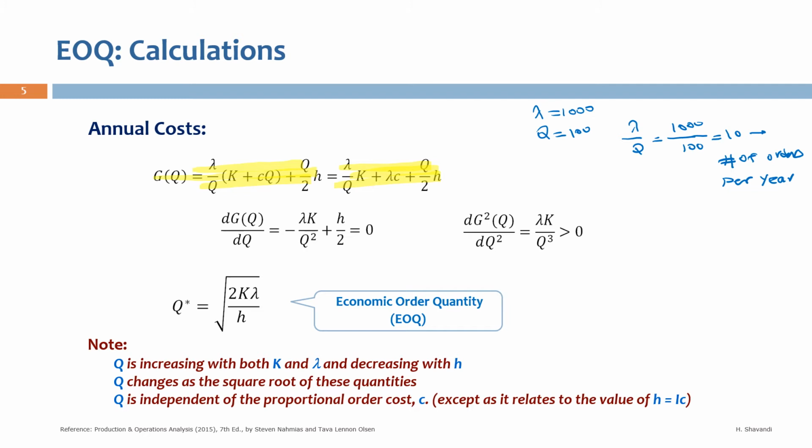If you multiply this by the order quantity, which is Q here, CQ will be the purchase cost, plus K, the fixed cost for ordering. The total cost for each order, each purchase, will be K plus CQ. And since we have lambda over Q orders per year, by multiplying lambda over Q by this term, we'll have the total ordering cost per year. Okay, and the second term here is the average inventory holding cost.